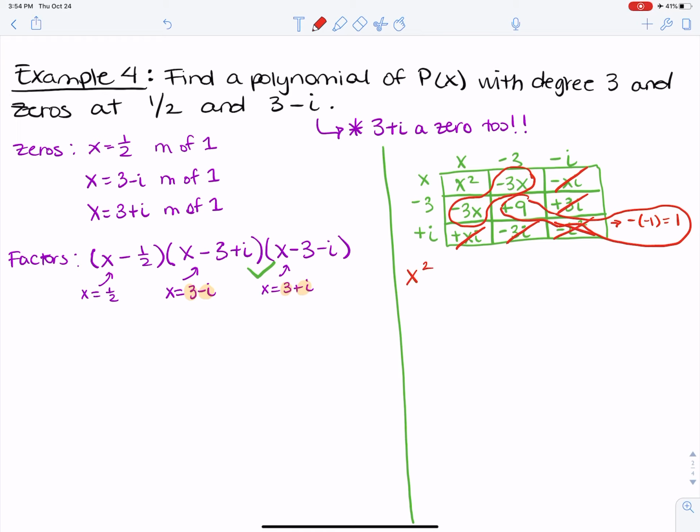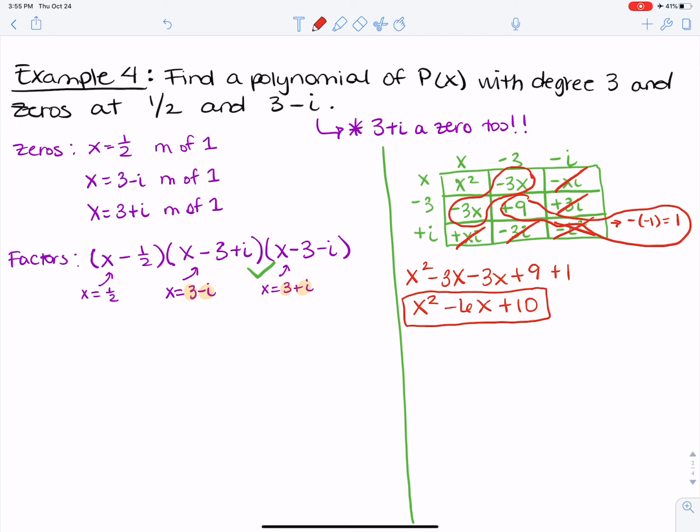X squared minus 3x minus 3x plus 9 plus 1. And we can simplify. Let's make this x look a little more like an x. And we end up with x squared minus 6x plus 10. That looks more like normal, because having a polynomial with i's in it, like what? We've never seen that before.